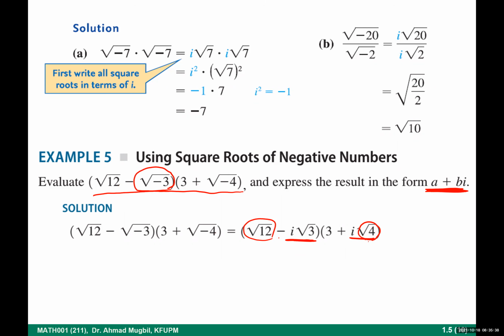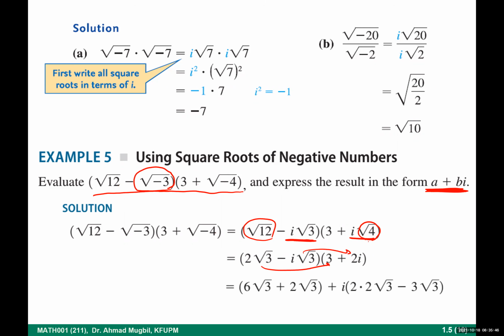Simplify it. 2 square root of 3 minus I square root of 3 multiplied. Now it is about multiplying. It is usual multiplication. Use FOIL, and this is what you have at the end. Always simplify. Write it in the standard form.